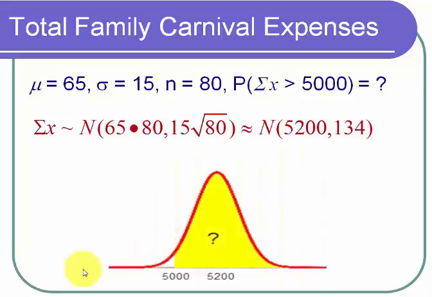We can draw a picture. We have a normal distribution, so we can draw a normal curve. Here's 5,200. That's the mean. And we want to find the probability the sum is greater than 5,000, so the area to the right of 5,000. Let's go ahead and do that using our calculator.